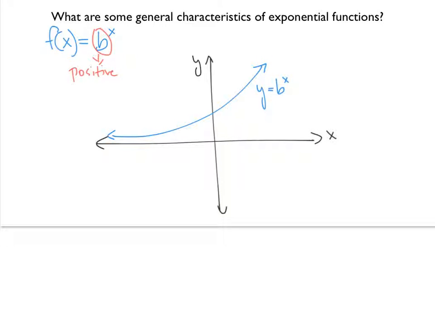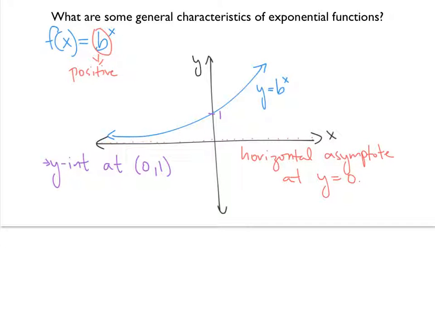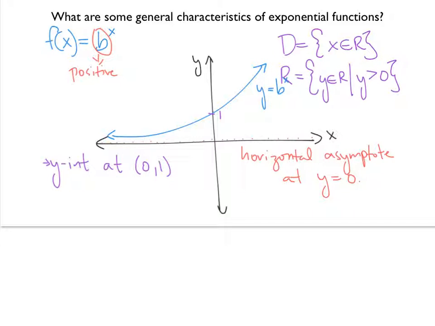We know there's a horizontal asymptote at y equals 0, and you have a y-intercept at (0, 1). This will always be the case for any value of b, because b to the power of 0 will always be 1. We know the domain is going to be x ∈ ℝ, and your range is y ∈ ℝ such that y is greater than 0, since we have an asymptote at y equals 0.